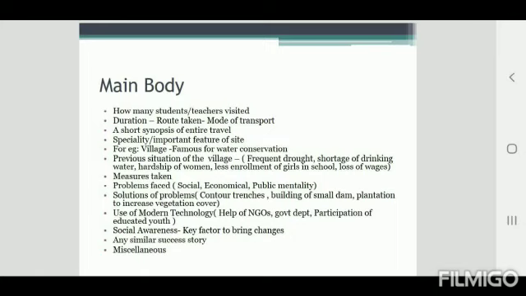Then what was the solution, and who took that initiative? It may be a government organization, it may be an NGO.